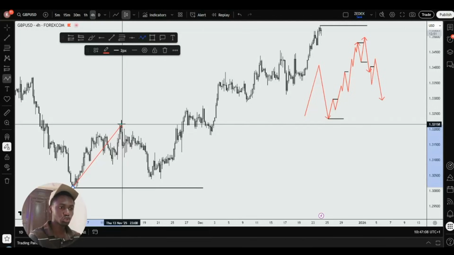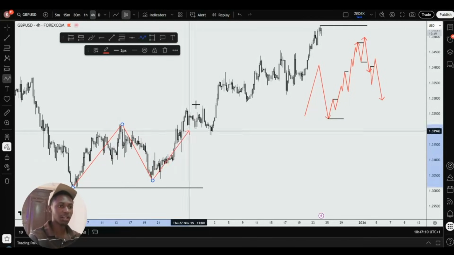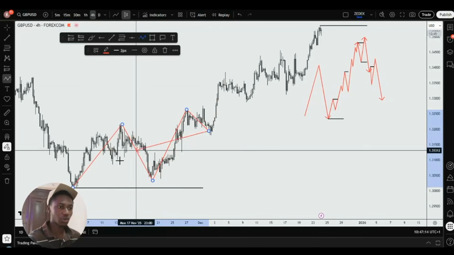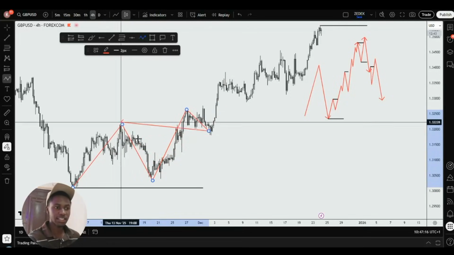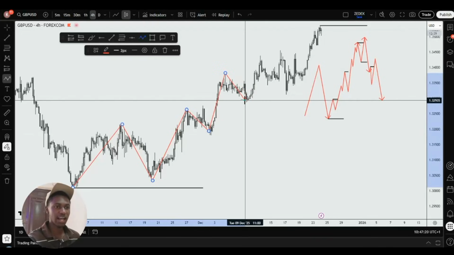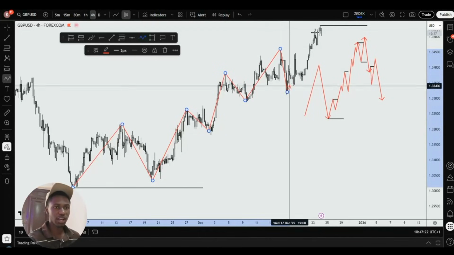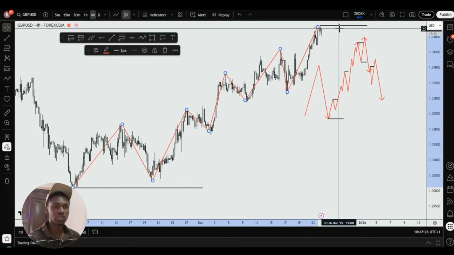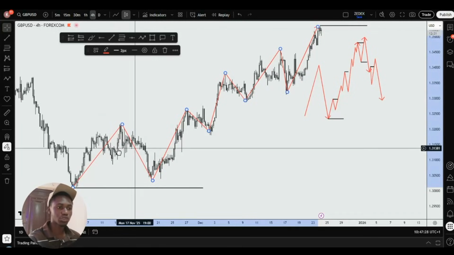So we have this push to the upside, we have this pullback, and then price pushed up. Notice this, all these structures are not balancing this bigger one that happened at first. They are not balancing that at all. So in this range from this low to this high, this is the structure you're supposed to focus on.